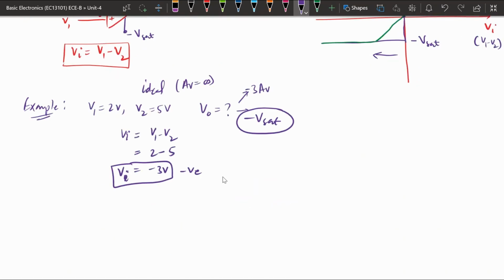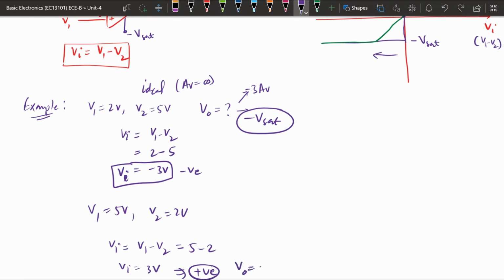Similarly, if V1 is equal to 5 volt and V2 is equal to 2 volt, then at that time V input will be equal to V1 minus V2. So V1 is 5 volt minus 2 volt. So V input is 3 volt. So if V input is 3 volt, it implies it is a positive value. So on the positive side, the output will always be equal to plus V sat. Okay, so this is the case of the ideal one.